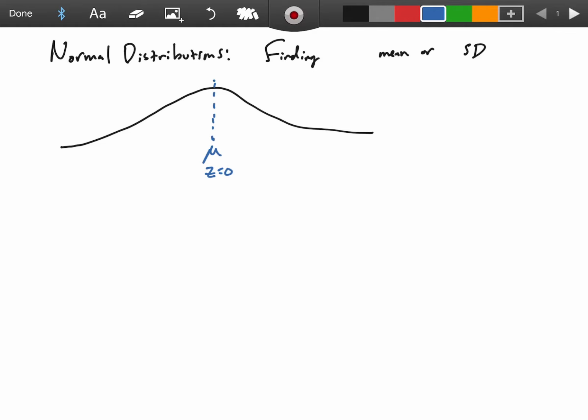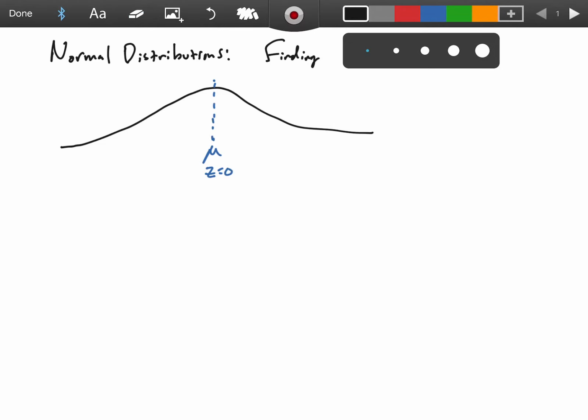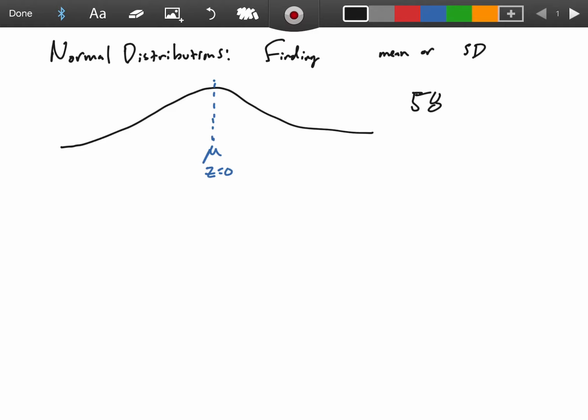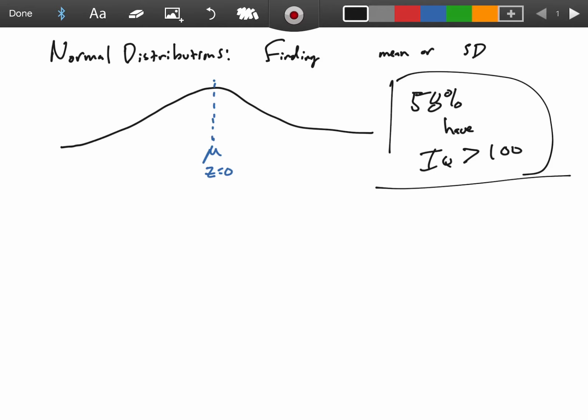Okay, so what other information do we have? Let's say that we're looking at IQ scores, and the problem tells us that some percentage or proportion, like 58% of the people that took a certain IQ test, have an IQ that's greater than 100. All right, so that's what we know.